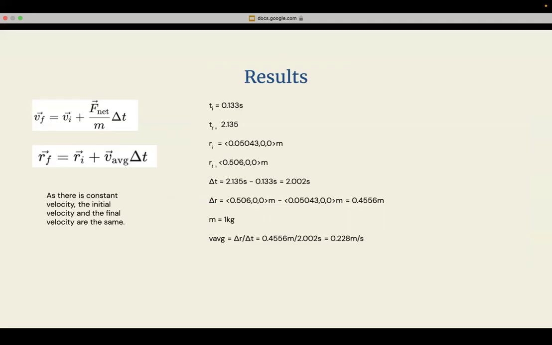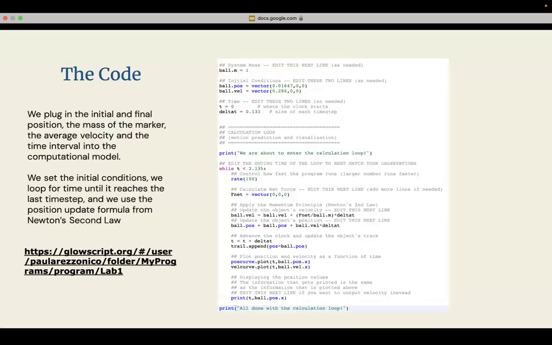For the results, I found the initial time, the initial position, the final position, which allowed me to calculate delta T and delta R. I know that the mass is 1 kilogram, so the average velocity would be delta R over delta T, which ended up being 0.2228 meters per second. As was previously discussed, as there is constant velocity, this means the initial and final velocities are the same.